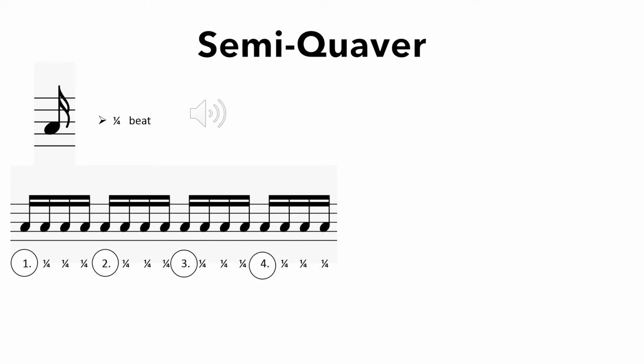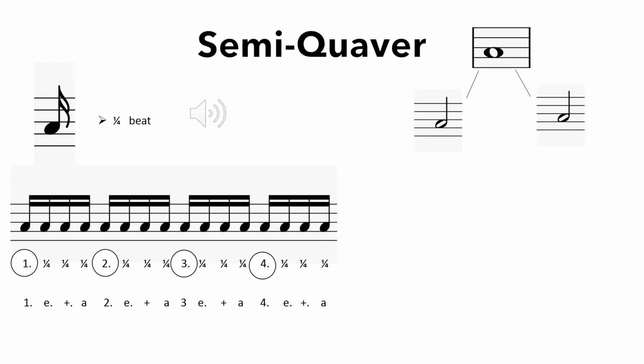Again, notes are being played on the numbers as well as 3 notes being played after. This is due to semiquaver's duration only being a quarter, so we need 4 to make 1 whole beat. An easy way to count this would be to change the quarter to the letters E and A. You will count this as 1 e and a, 2 e and a, 3 e and a, 4 e and a.